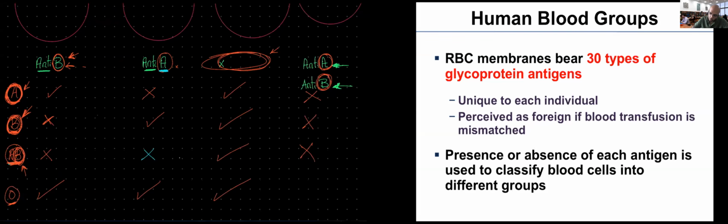Can I get a blood group type O transfused to an O blood type? Yes or no? Yes. Why? Because I don't have an antigen, so there will be no reaction with the antibodies I have.